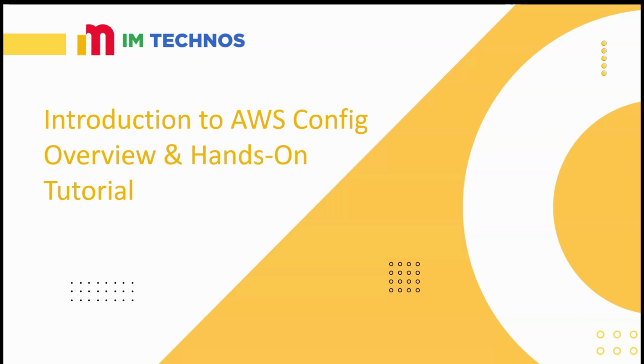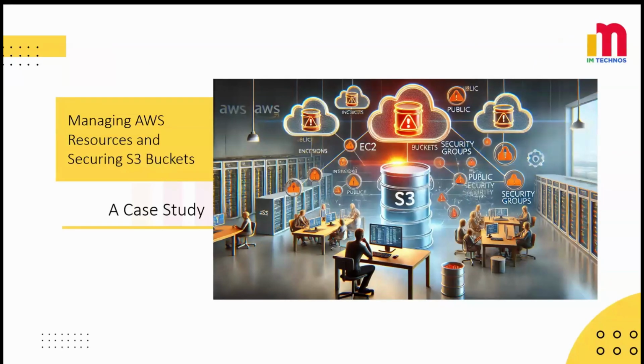In today's video, an introduction to AWS Config will be provided along with a demo. Imagine you're managing a cloud infrastructure with dozens of AWS resources such as EC2 instances, S3 buckets, security groups, and many more. One day, you discover that someone has accidentally made an S3 bucket publicly accessible, exposing sensitive data to the internet. Now you might be thinking, when did this happen? Who made the change? And how do I ensure it doesn't happen again?